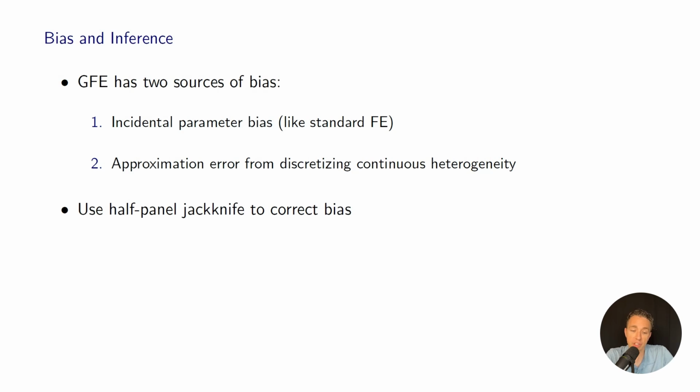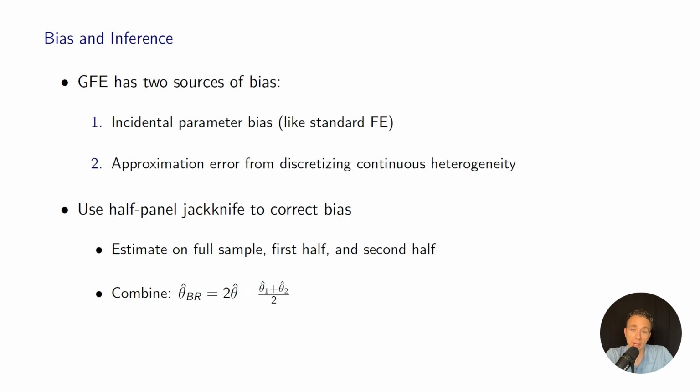And how do we correct this bias? Well, there's something called a half-panel jackknife, and we'll be seeing this in future videos in this series about how we overcome the bias that machine learning algorithms bring into the econometrics. But basically, we're going to estimate our model on 3 different samples, first on the full sample, then on 2 halves of the sample. And then we're going to combine them as is written in this formula. And this BR means bias reduced.